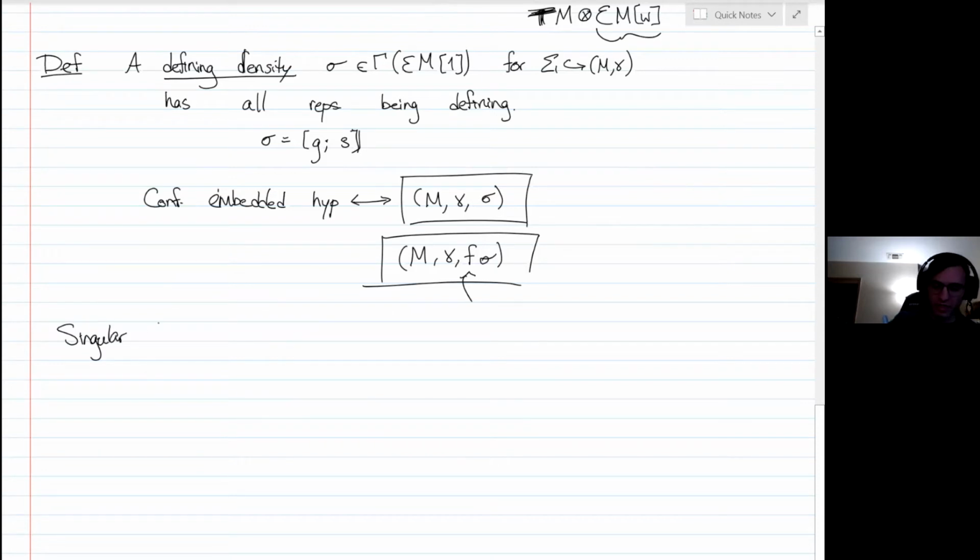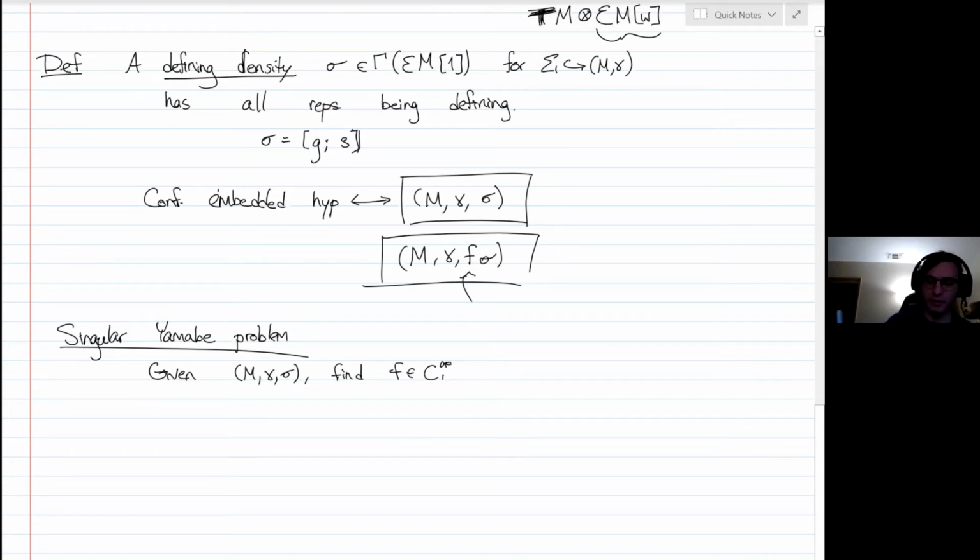Now, there's a lot of discussion on this in the literature. I'm not going to give you all the references, in part because the literature is 3 times as old as I am, and it's hard to keep track of all of it, but I could find the references if anybody's interested. The problem is stated as follows. Given some triple that represents our conformally embedded hypersurface, we want to find a positive function f such that the singular metric, I have to tell you what the singular metric is. The singular metric is defined as G naught. It's gamma over F sigma squared.